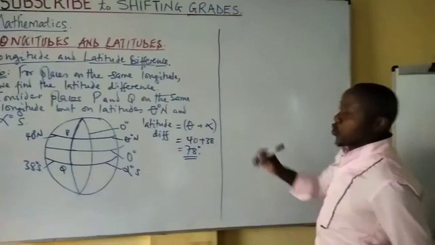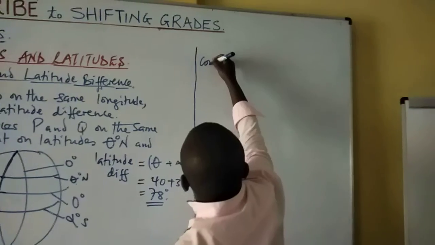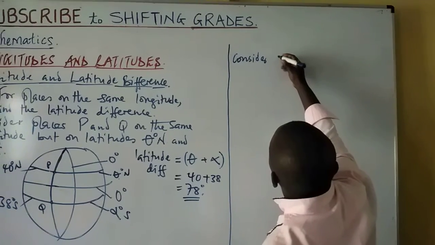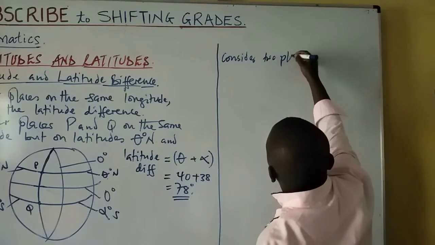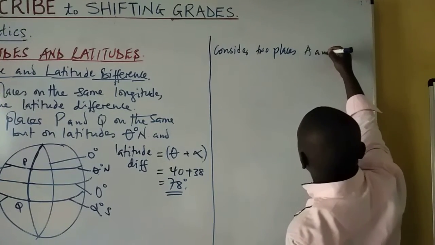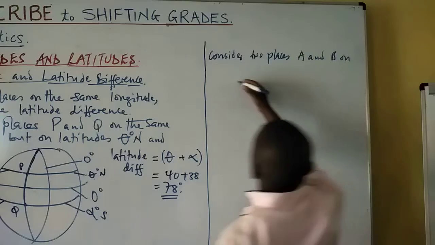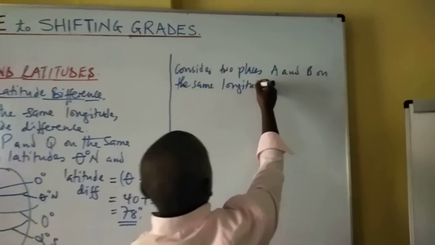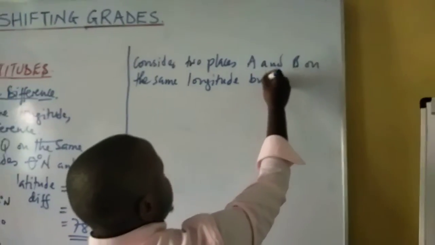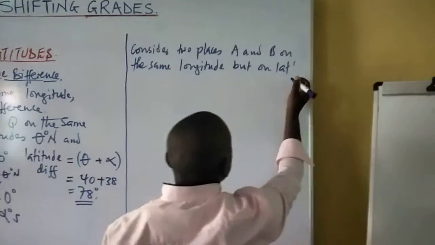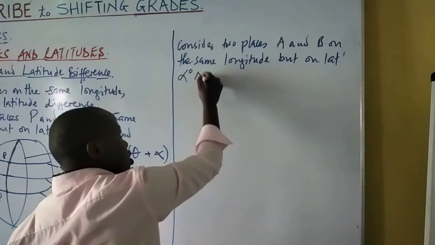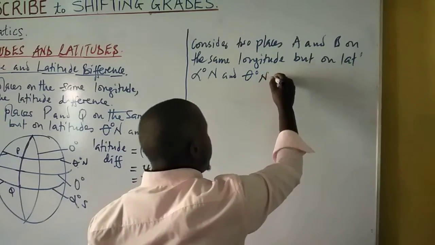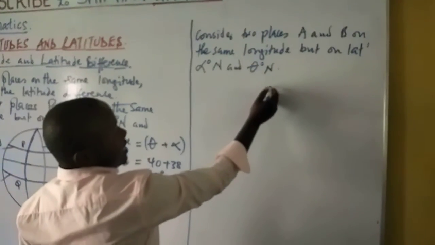Again, consider two places, A and B this time around, on the same longitude again, but on latitudes alpha degrees north and theta degrees again north, like that. This is what we are saying.